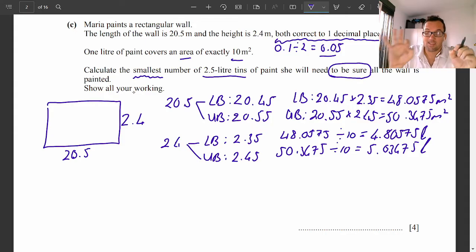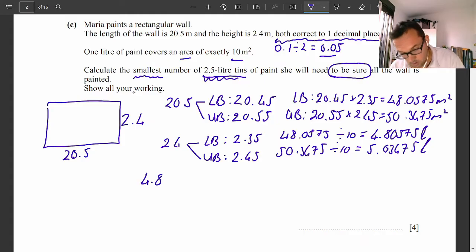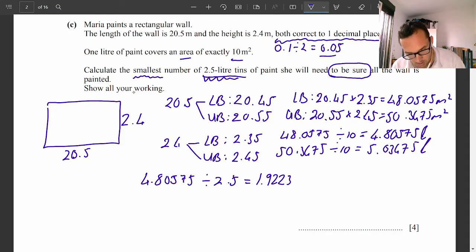To work out how many tins we need to buy at 2.5 liters a tin, we need to divide. So 4.80575 divided by 2.5 gives us 1.9223 tins of paint. All right, so that looks like a possible answer. She's going to need slightly less than 2 tins of paint. But let's do the other one.